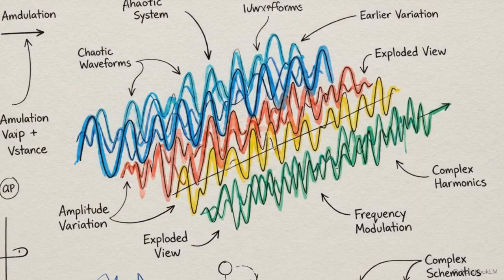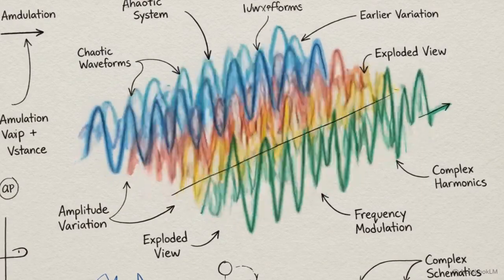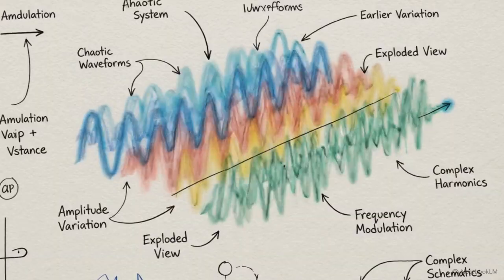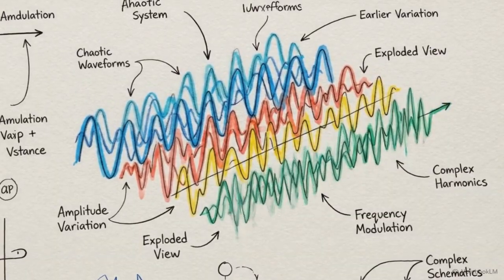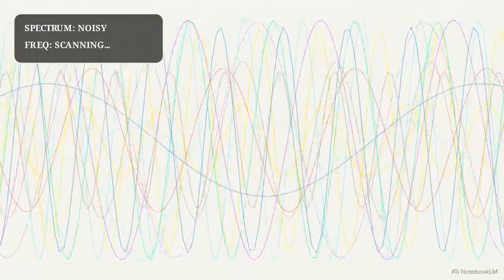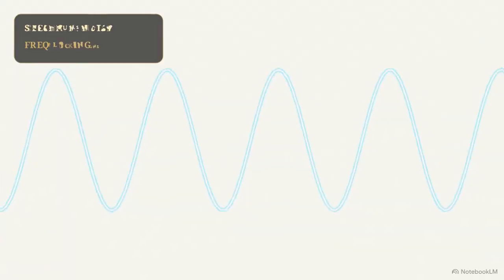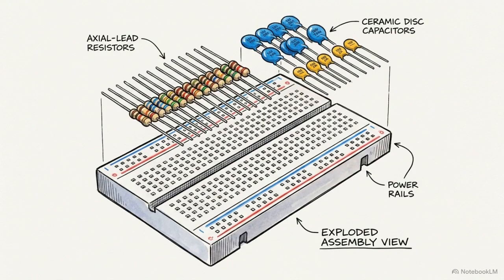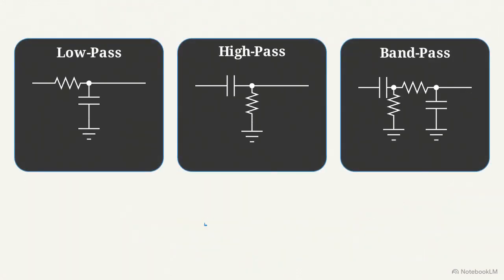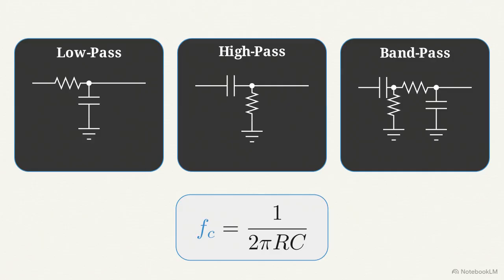The electromagnetic spectrum is a chaotic mess of overlapping signals. To do anything useful with an electronic device, like pulling deep bass from a music track or isolating a single radio station, we have to filter out the noise by resolving it into a single clean line at a precise frequency. In this video, we are going to build 3 essential circuits on a breadboard: the low-pass, high-pass, and band-pass filters, and we will calculate the exact math needed to target your specific frequency.